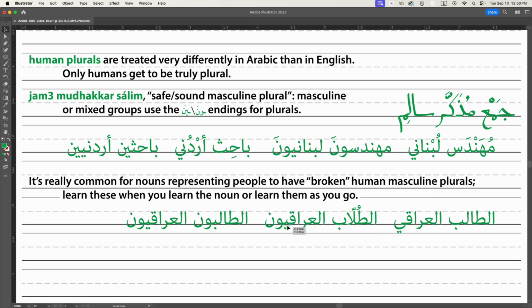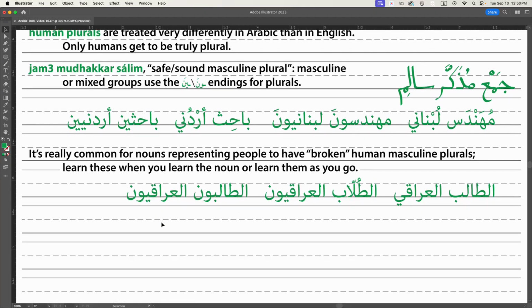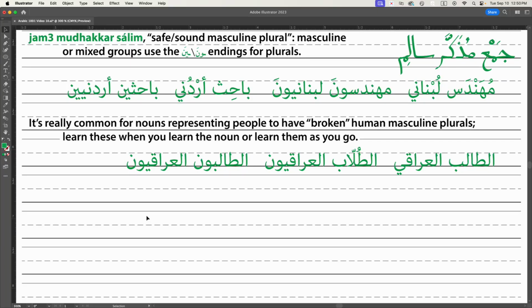So the adjective won't change. It'll still use the nisba, it'll still use the sound plural ending. But the plural of the noun is broken. So at-tullab al-Iraqiyun is the correct thing to say, the Iraqi students. But if you said at-talibun al-Iraqiyun, everyone would get it, and nobody would have a problem with comprehension. And then they'll calmly take you aside and be like, oh, hey, it has a different plural, but of course you're not a native speaker, so we're going to be cool with that.